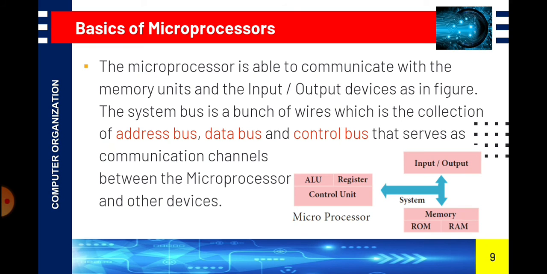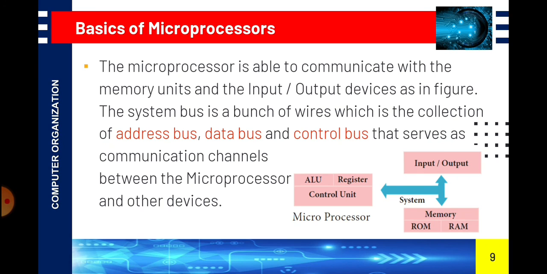See this diagram, and you will be able to understand how the communication bus works. All these buses are collectively known as the system bus. Bus means a bunch of wires used to transfer data from one place to another within the computer. Input output devices are connected to the memory devices as well as the microprocessor.